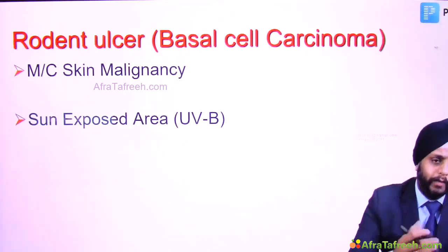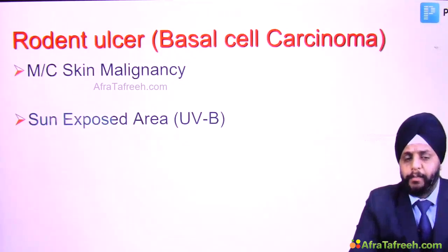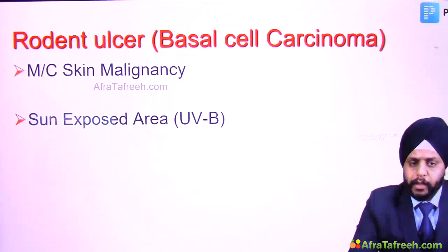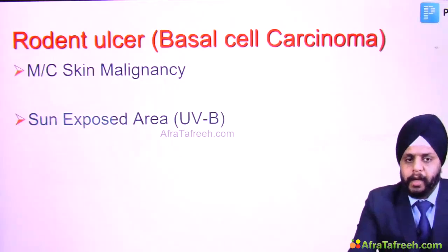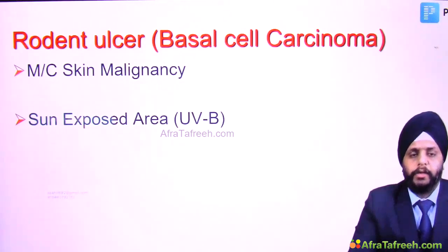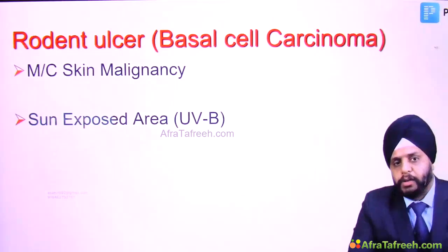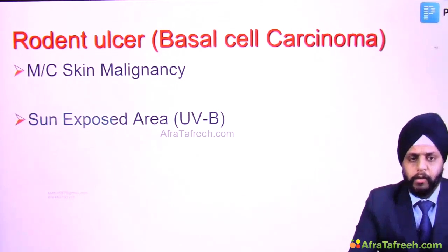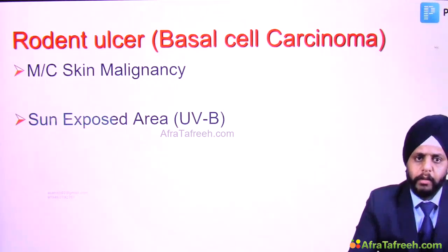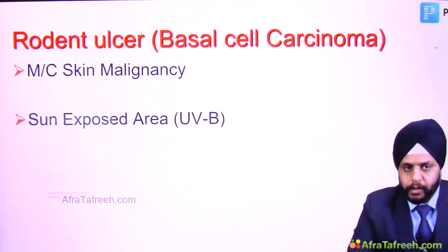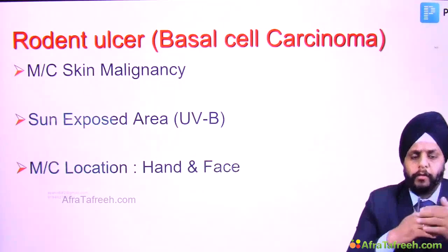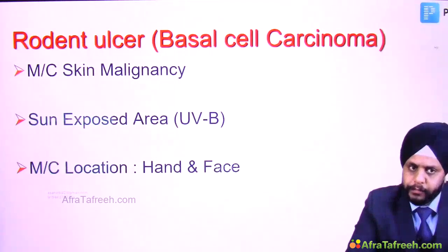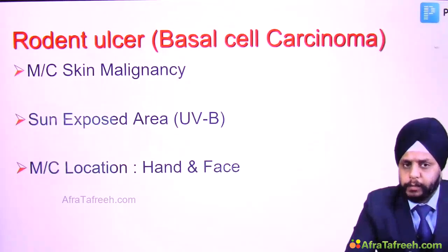Okay, and because of that, it is more common in white people. Why? Because in black people, the colored people, we have melanin pigment. The melanin pigment absorbs ultraviolet B rays. So we have less predisposition to rodent ulcer as compared to white people. Okay, so white people, the Caucasians, are more in danger of developing basal cell carcinoma. Now, where will it develop? The most common location is the hand, the dorsum of hand, and the face, of course. Okay, because these are the most exposed to sunlight.